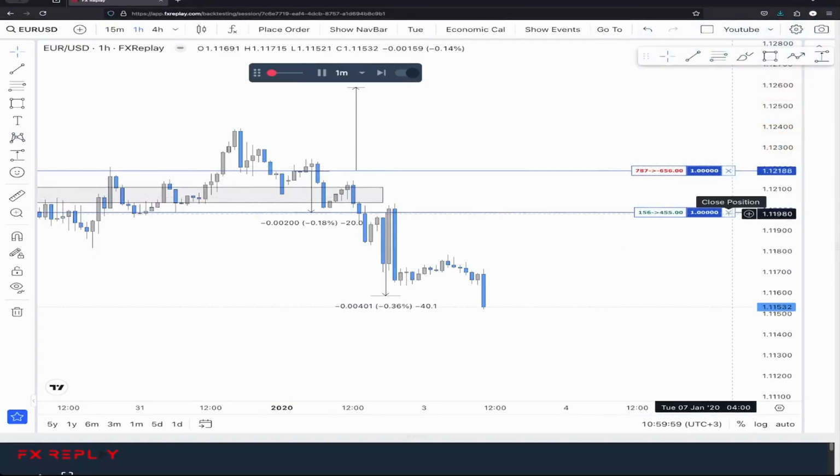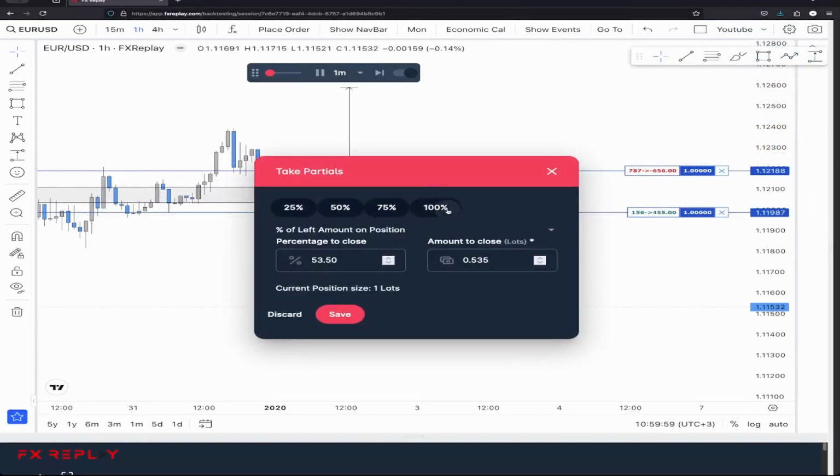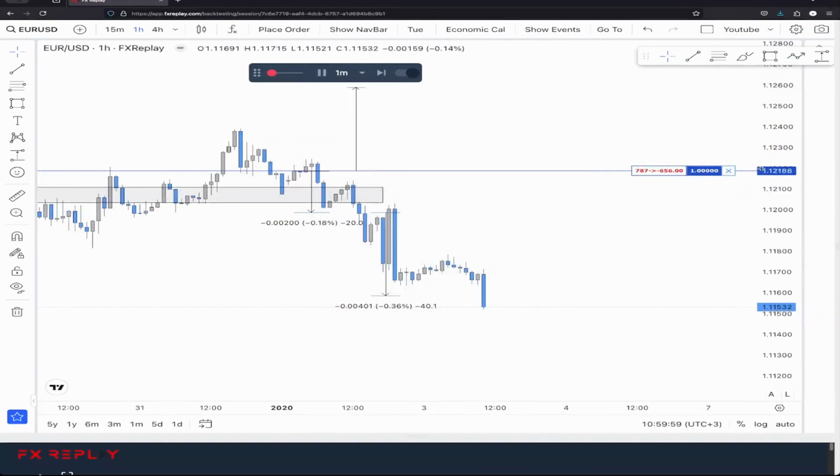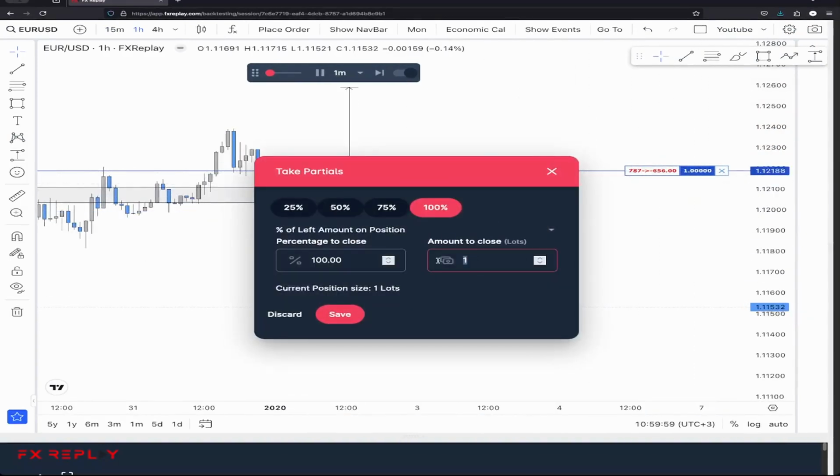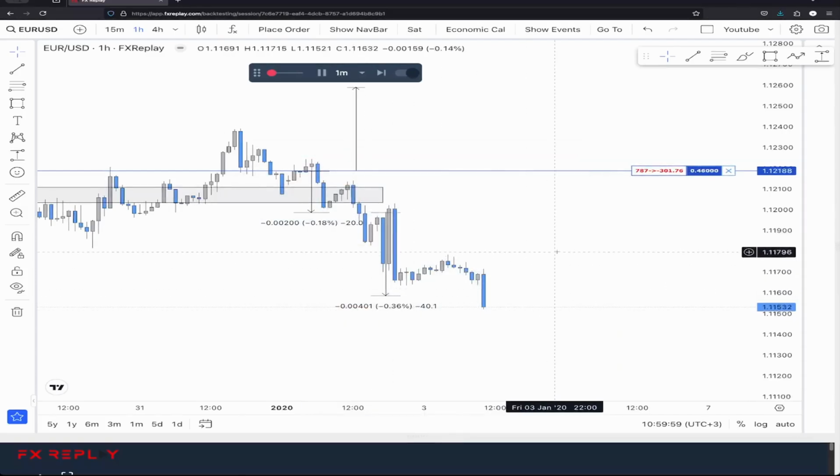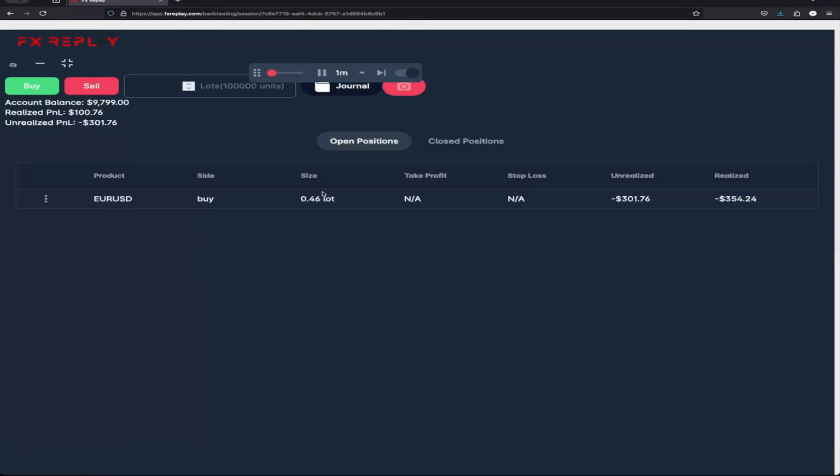So go back here, remember we close 100% of the winning position, and then we close this value of the losing position. By now, I know you might be curious of what that results in. So as you can see, my FX replay is essentially calculating or keeping track of what I've done.